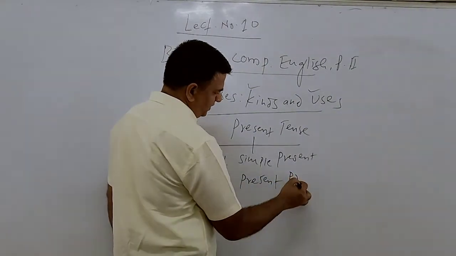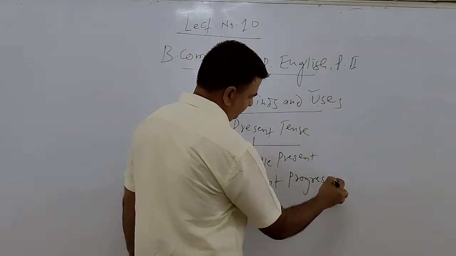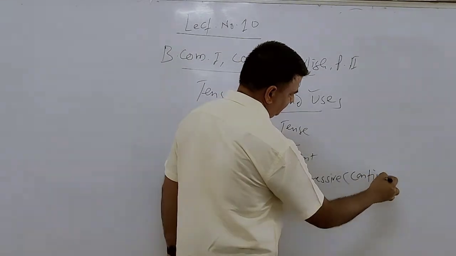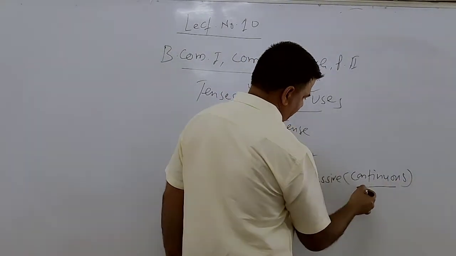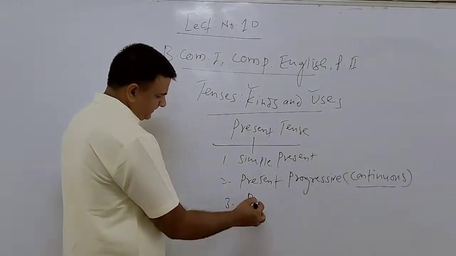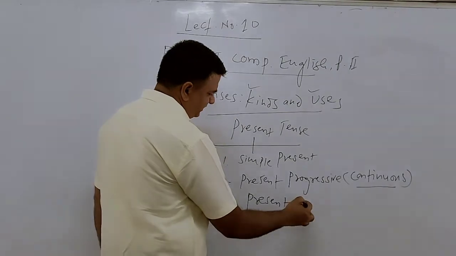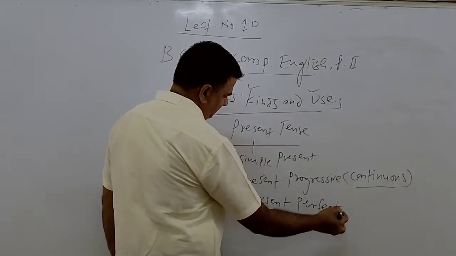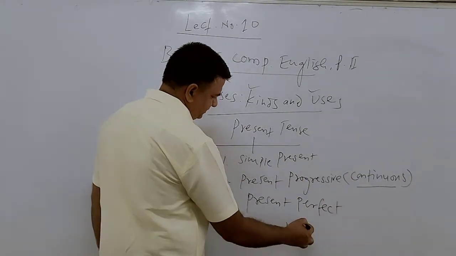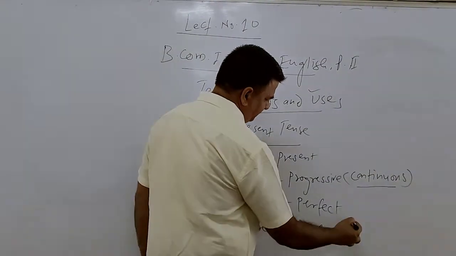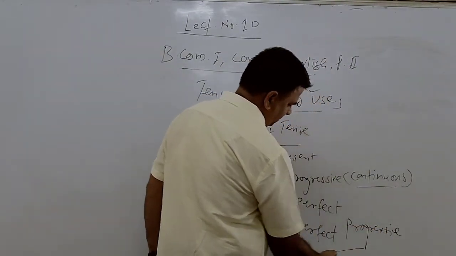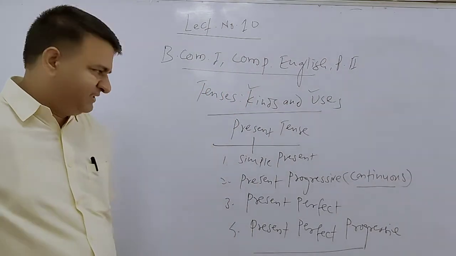Present progressive. Initially we used to call it present continuous. Now it is progressive. Present progressive. Present perfect. And the fourth one, present perfect progressive. These are the 4 kinds of present tense.